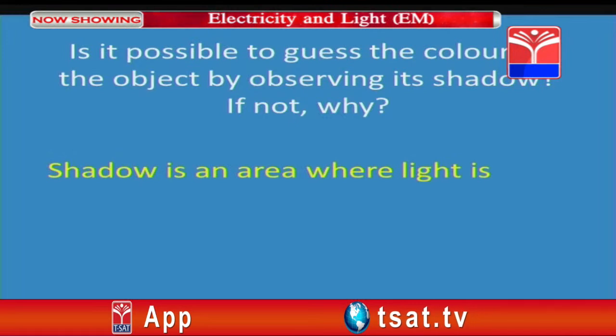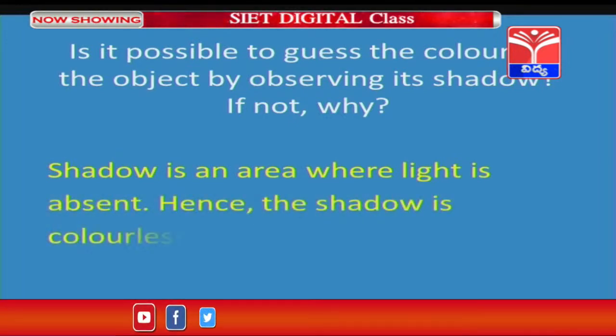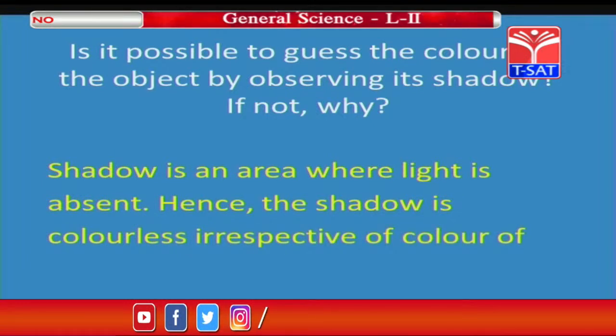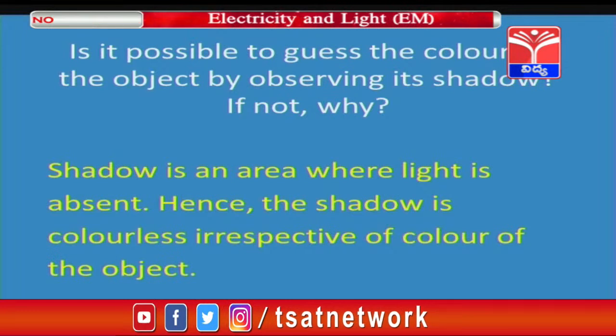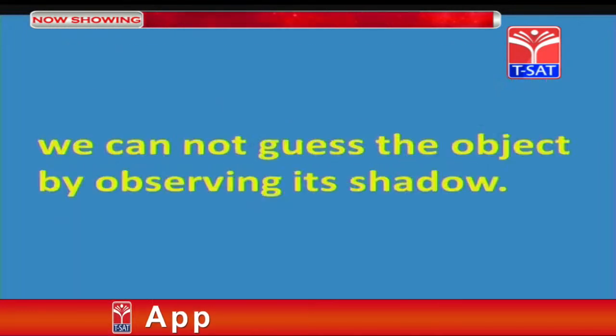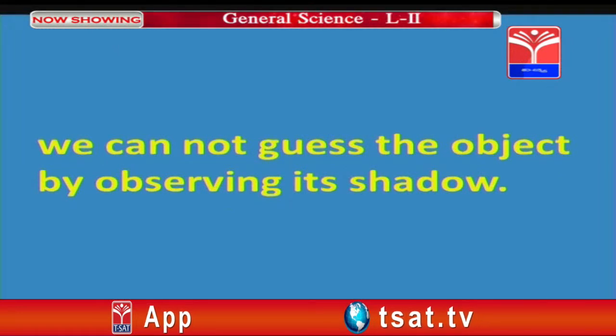Shadow is an area where light is absent. Hence, the shadow is colorless irrespective of the color of the object. Therefore, we will not have any color for shadows. We cannot guess the object by observing its shadow. Is it true? Let us see now.